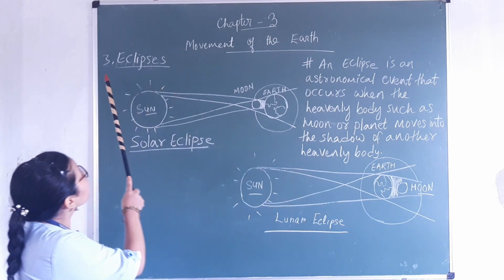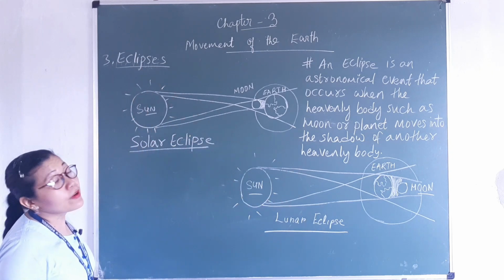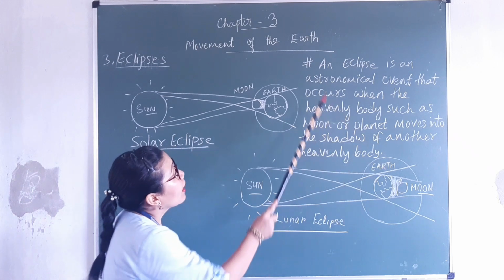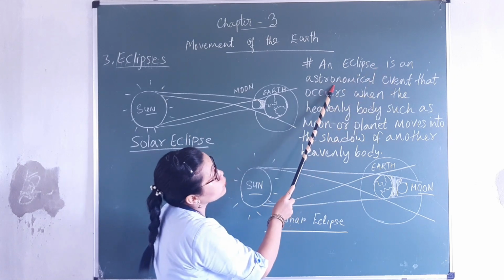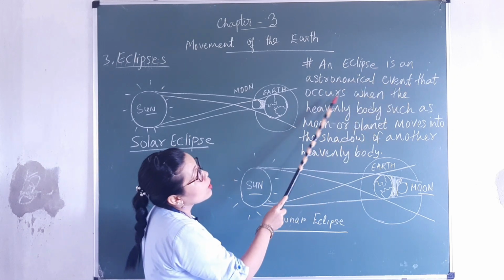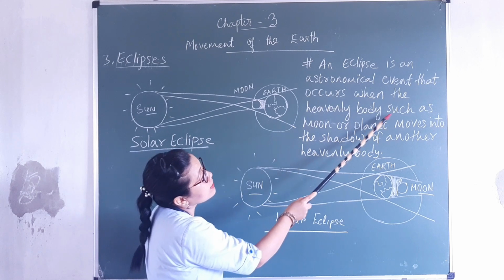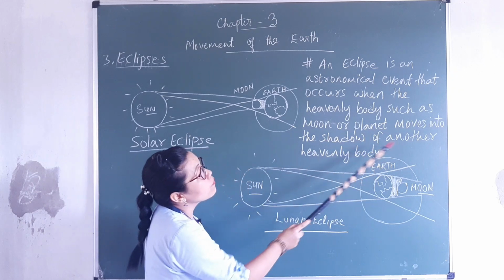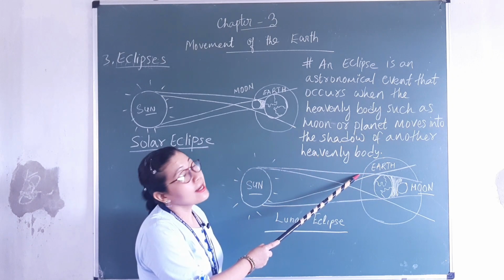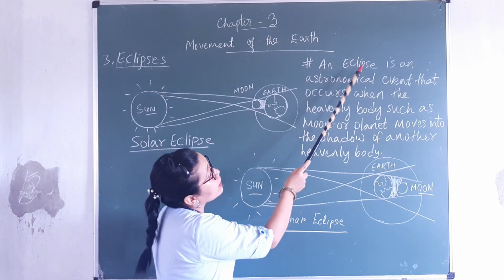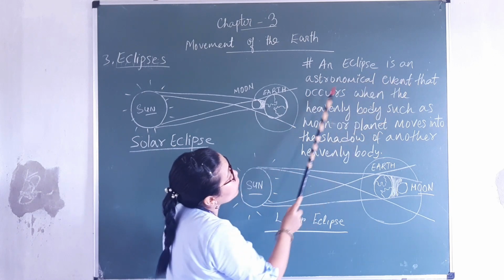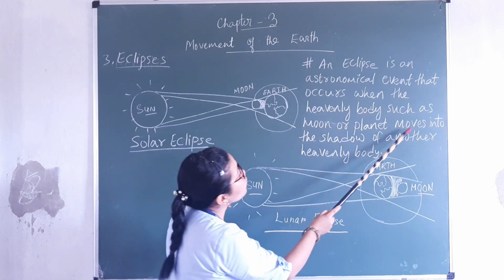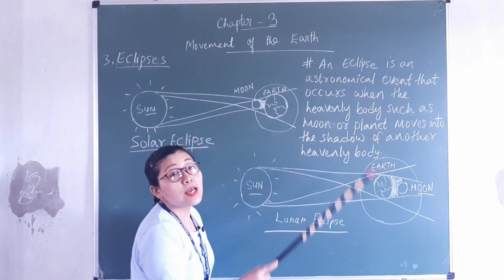Now, number 3, eclipses, okay? Now, first we have to know the definition of eclipse. What is an eclipse? An eclipse is an astronomical event that occurs when the heavenly body such as moon or planet move into the shadow of another heavenly body, okay? Let us say again, what is an eclipse? An eclipse is an astronomical event that occurs when the heavenly body such as moon or planet move into the shadow of another heavenly body, okay?